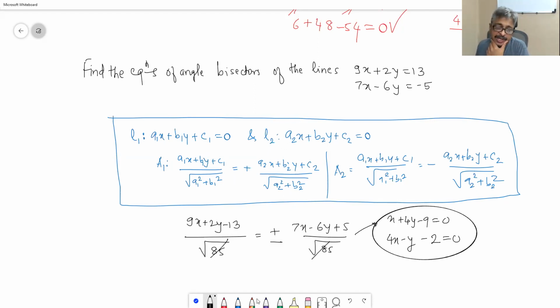What is the slope of this line? First line, minus 9 by 2. Okay. Understand whatever I am saying. You have to understand it well now. Pay proper attention. Suppose you really try to sketch it properly.